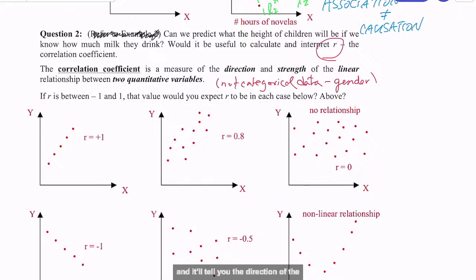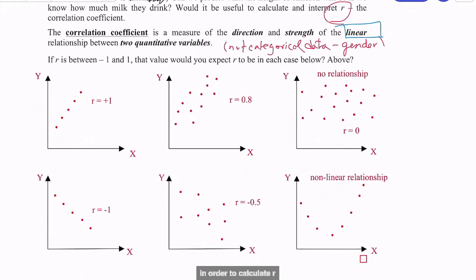And it'll tell you the direction of the relationship and the strength of the relationship, as long as it's linear. If it's not a linear relationship, you can't use R. You've got to use something else, or you have to transform the data in order to calculate R.